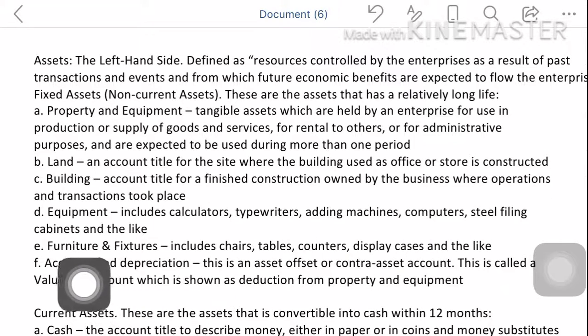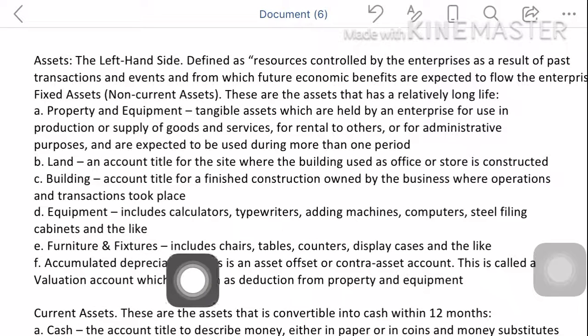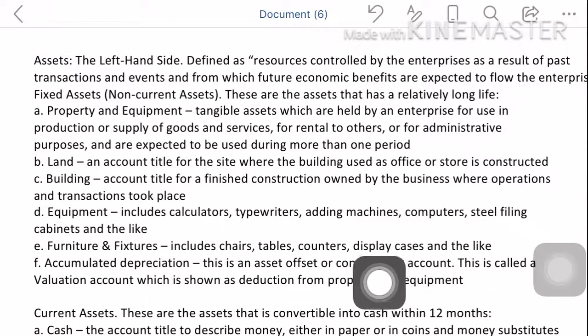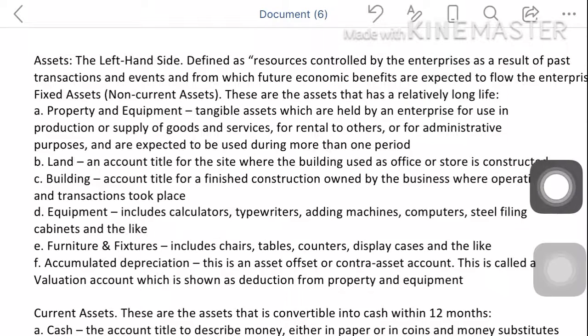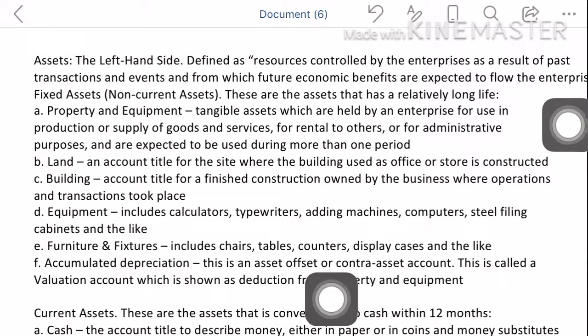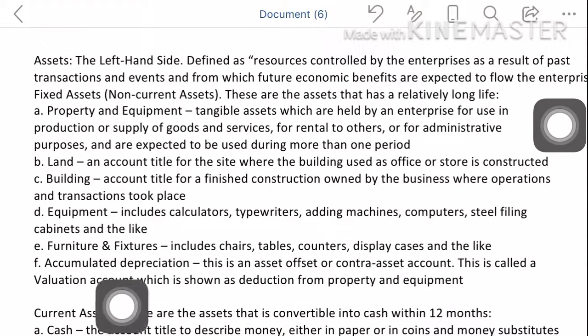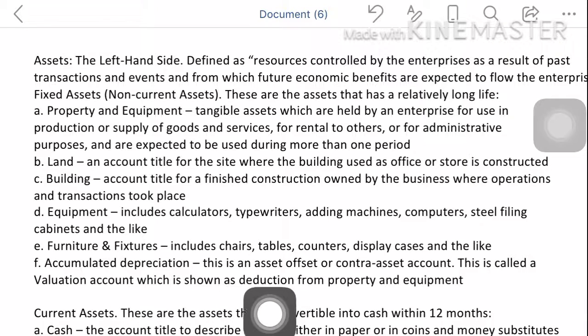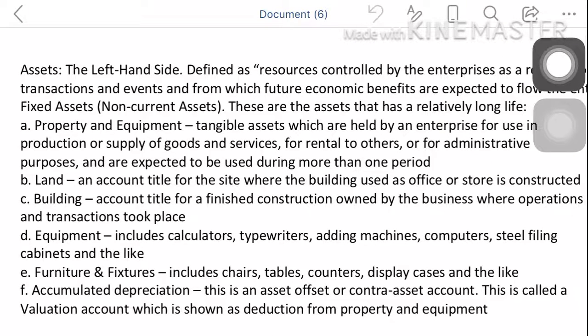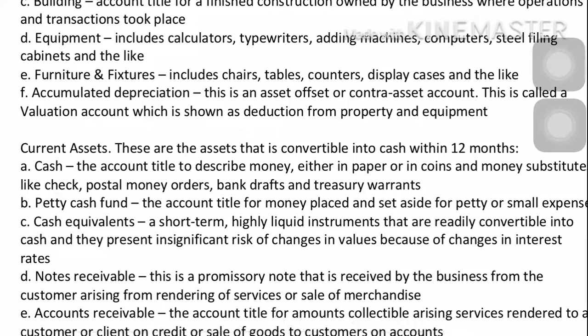So, letter E is the furniture and fixtures. Includes chairs, tables, counters, display cases, and the like. Kaya ang furniture is a wood material and the fixture is the assembled equipment. So, this is also needed when you are entering a business. So, the last is accumulated depreciation. This is an offset or contra-asset account, called a valuation account, which is shown as a deduction from property and equipment. So, accumulated depreciation is, I think, this kind of asset kay once a year na ni siya gina-purchase. So, next is the current assets.